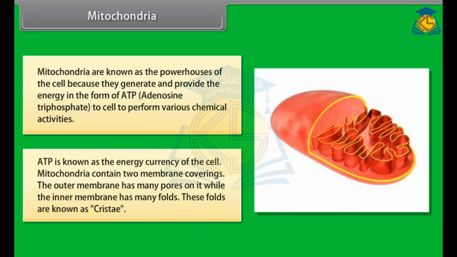ATP is known as the energy currency of the cell. Mitochondria contain two membrane coverings. The outer membrane has many pores on it, while the inner membrane has many folds. These folds are known as cristae.